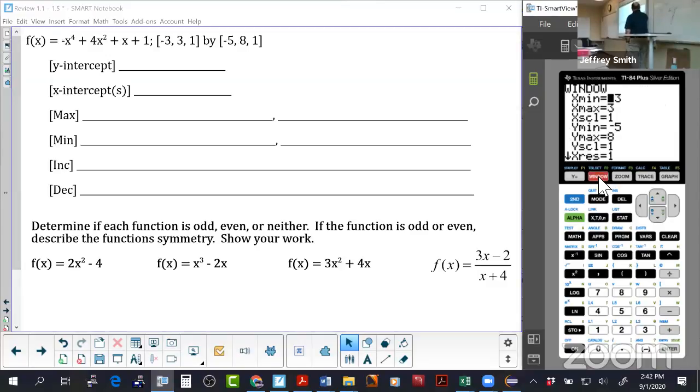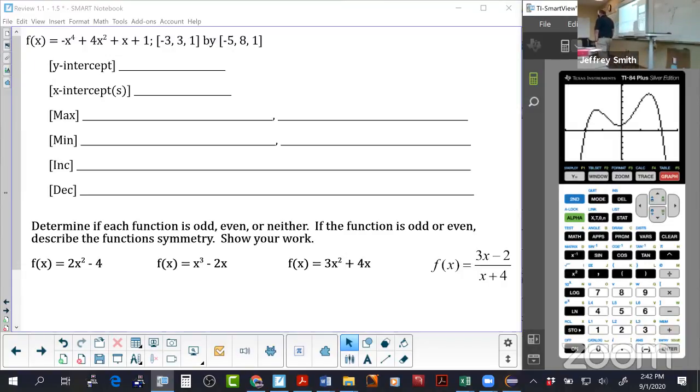I'm going to go to window and go from -3 to 3 by 1s and then -5 to 8. I made a correction during the day. The window for 5 wasn't open up enough. So I went from -5 to 8 on the y. And that seemed to be a nice window to see the interesting part of the graph.